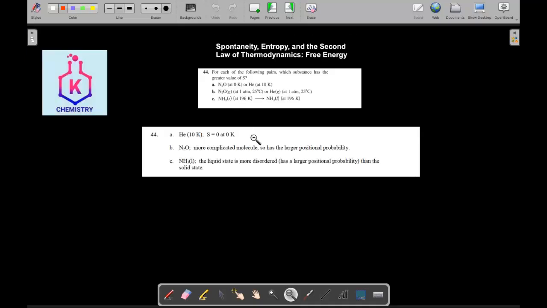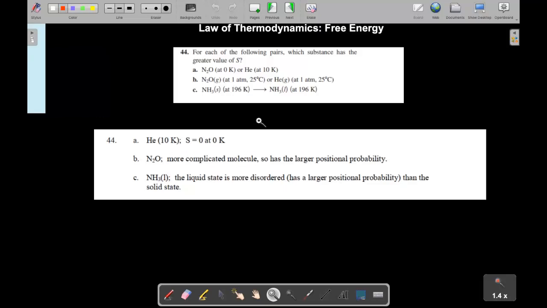So for each of the following pairs, which substance has a greater value of S? Is it the N2O at 0 Kelvin or He at 10 Kelvin? The N2O is at 0 Kelvin, so S is equal to 0. Again, at 0 Kelvin, the theoretical value of the entropy is 0, while at 10 Kelvin, the entropy, of course, will be higher than 0. 0 is the minimum value. It doesn't reach 0 except when it is at 0 Kelvin.